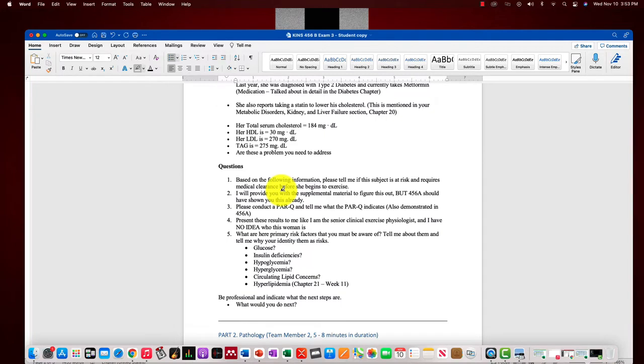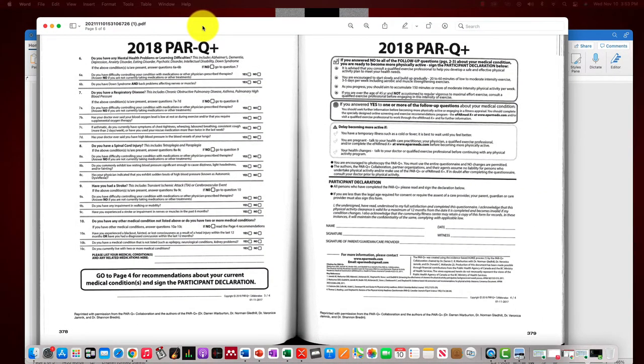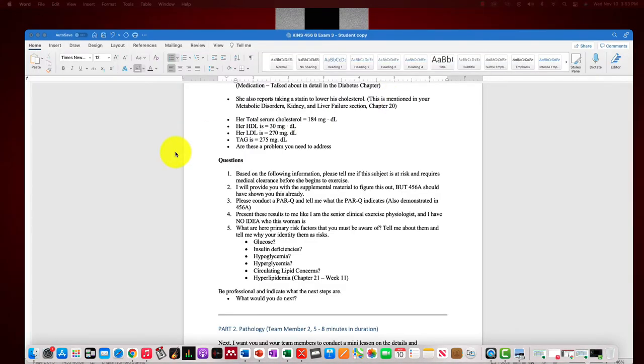Based on the following information, please tell me if this subject is at risk and requires medical clearance before she begins to exercise. I will provide you with supplemental material like I just did, but 456A should have shown you this already. Please conduct a PARQ and tell me what the PARQ indicates. I've given you that PARQ, right? If you don't remember, there it is. Fill it out. Present these results to me like I am your senior clinical exercise physiologist and I have no idea who this woman is.